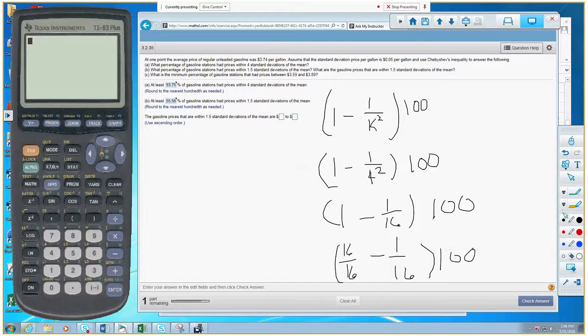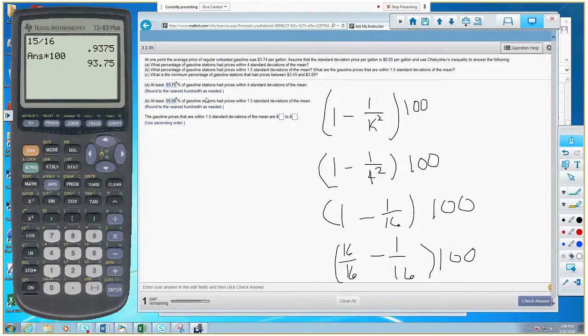So go to your handy dandy calculator. 15 divided by 16, and multiply that by 100. And that's your answer, 93.75. Now, you can do the same thing with 1.5 standard deviations.